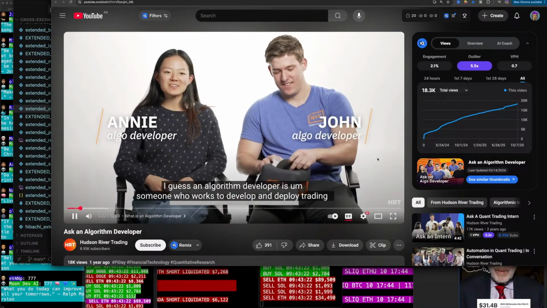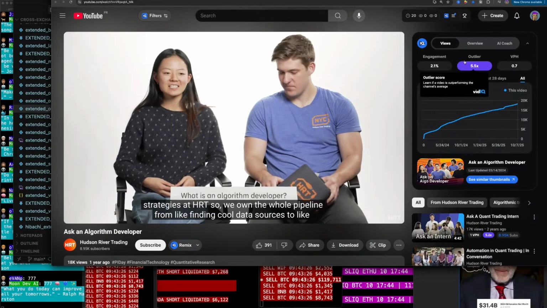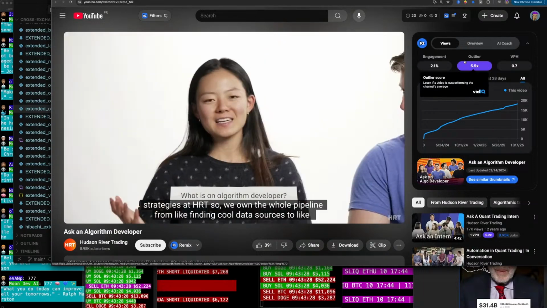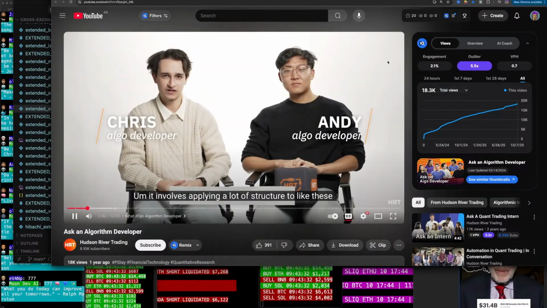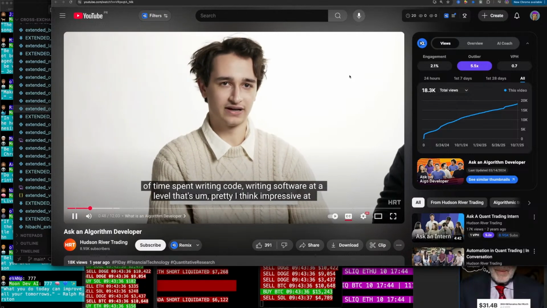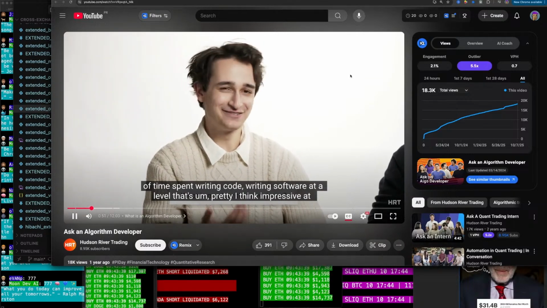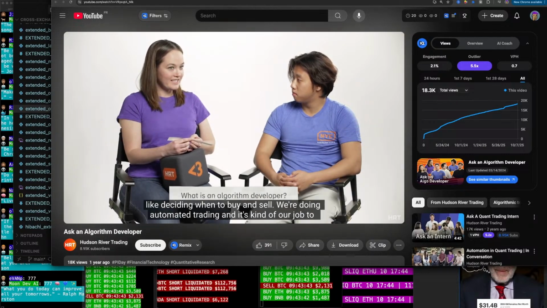I guess an algorithm developer is someone who works to develop and deploy trading strategies at HRT. So we own the whole pipeline from like finding cool data sources to like fitting models and then hopefully trading on them. It involves applying a lot of structure to like these unstructured problems that have a lot of different moving parts. It involves a good amount of time spent writing code, writing software at a level that's pretty, I think, impressive. At least I'm impressed with my coworkers. Algorithm developers are like ultimately responsible for like deciding when to buy and sell.